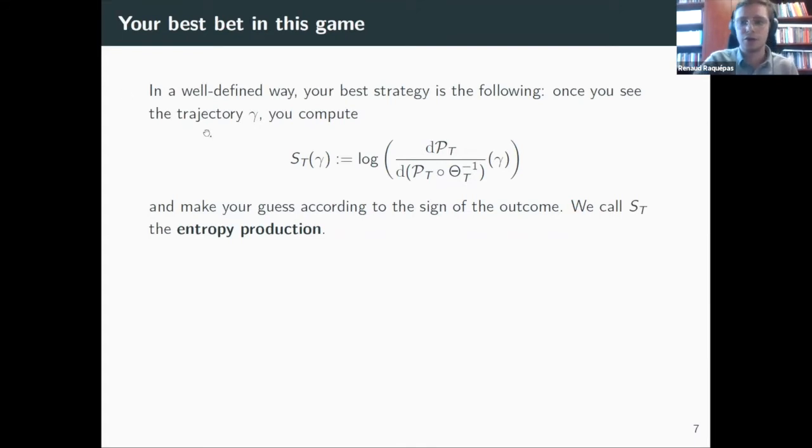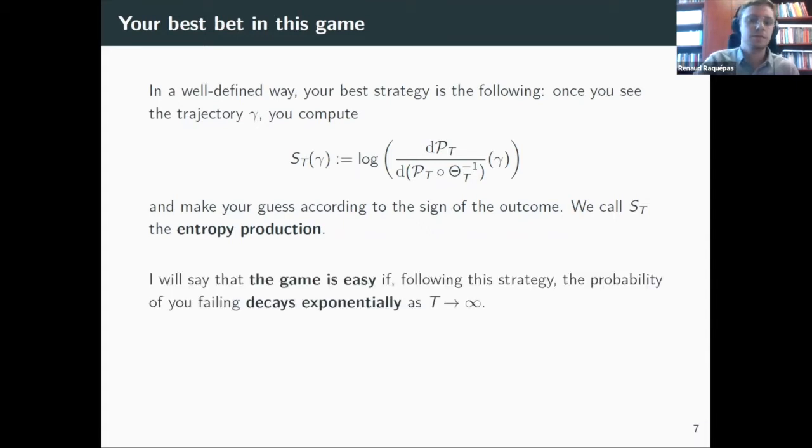And this quantity, this log of the Radon-Nikodym derivative, is what I will call entropy production in what follows. So this is one way to define entropy production in classical systems. And I will say that this game that we're playing is easy if, when you follow the strategy, the rate at which you're wrong decays exponentially fast as you get access to longer and longer movies. So think of the first situation with the two red pucks. If I give you access to a 7-hour movie of them just bouncing around and so on, if there's really no friction and no dissipation, you have no chance of guessing. You'll be right half the time essentially, and that doesn't improve, so the rate at which you're wrong does not decay.